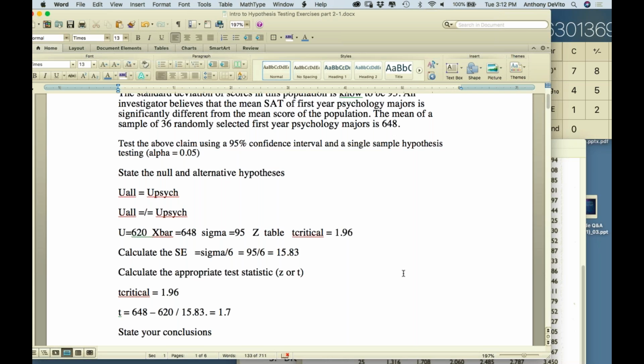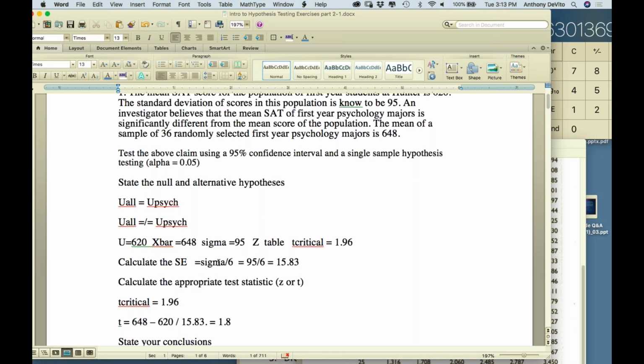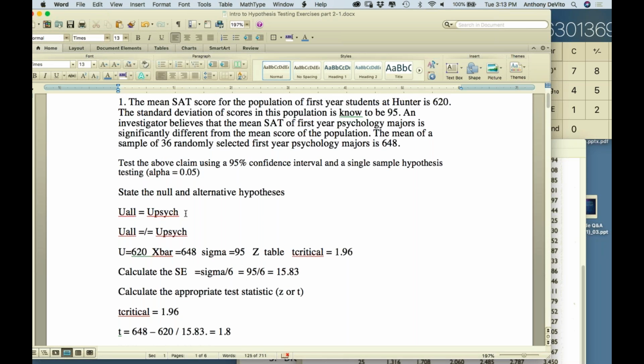1.7. Okay, 1.8. Okay, so have we exceeded T critical? Are they far enough apart for us to say that they're different? No, we haven't, right? So let's go back up to our null hypothesis. What are our conclusions here? Our conclusion is we fail to reject the null hypothesis.